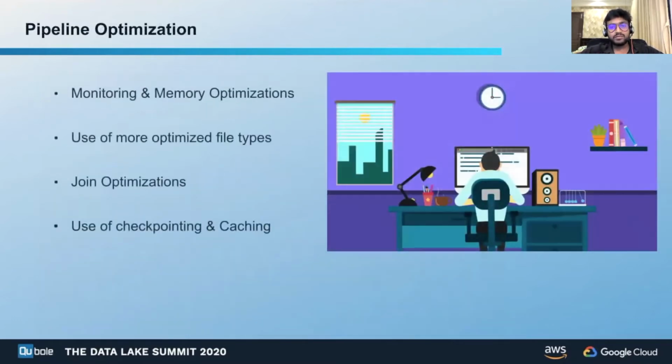Next, in our journey was pipeline optimization. So this happened in 4 different steps. First was monitoring and memory optimizations. Then we used more optimized file types or modern file types. We optimized our joins, and we placed checkpointing and caching in our ETL pipelines.